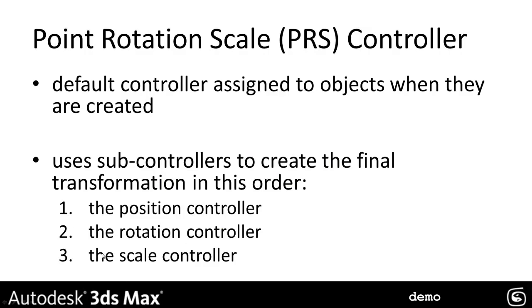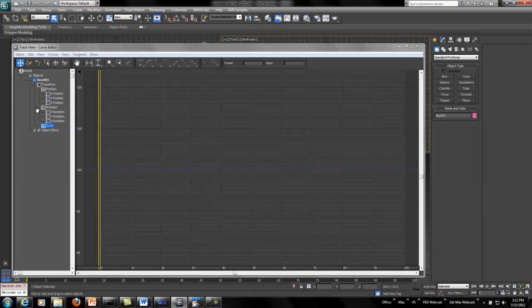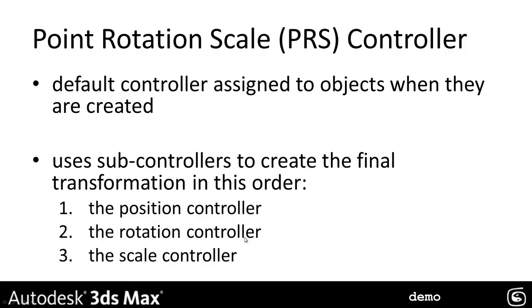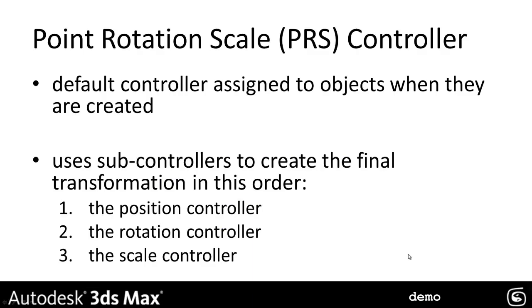So the listing of the controllers in the UI also corresponds to the order in which the transforms take place. So that's a good way to remember it. I'm not sure if they planned it that way or if it just happened to be alphabetical the way they lined up, but it is convenient that you can see that they're lined up in the order in which they're evaluated.